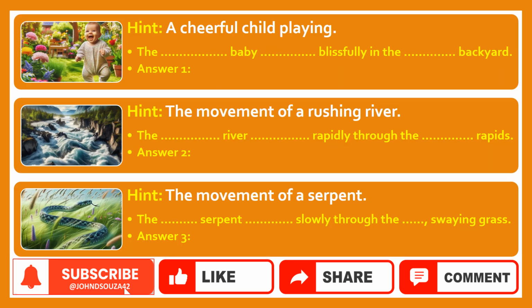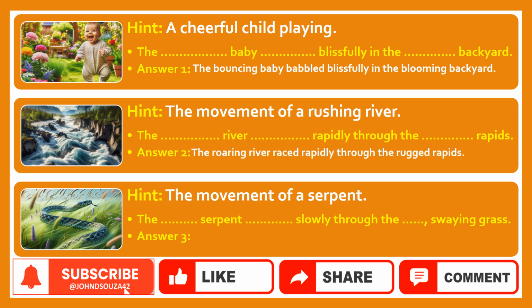Fill in the blanks with an appropriate word to complete the alliterative phrase that matches the given hint. Answer 1: The bouncing baby babbled blissfully in the booming backyard. Answer 2: The roaring river raced rapidly through the rugged rapids. Answer 3: The silent serpent slithered slowly through the soft swaying grass.